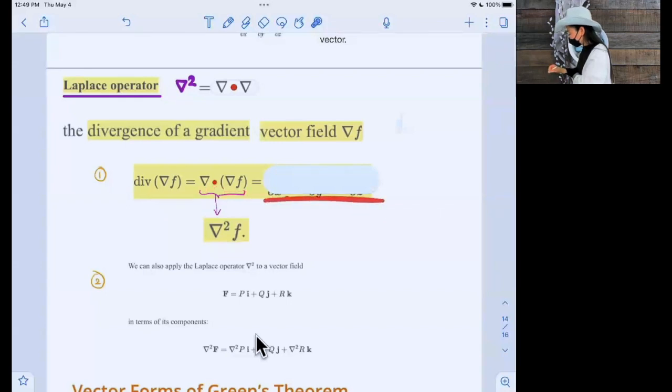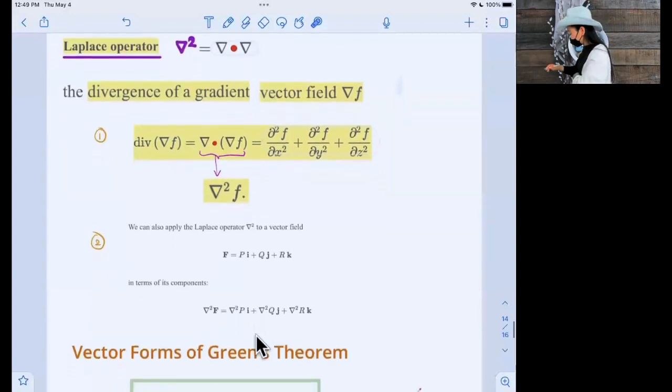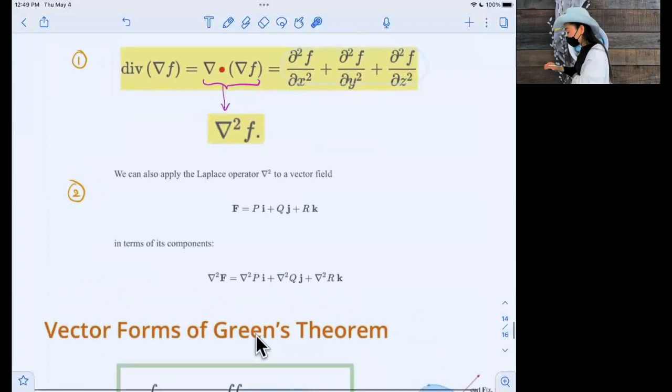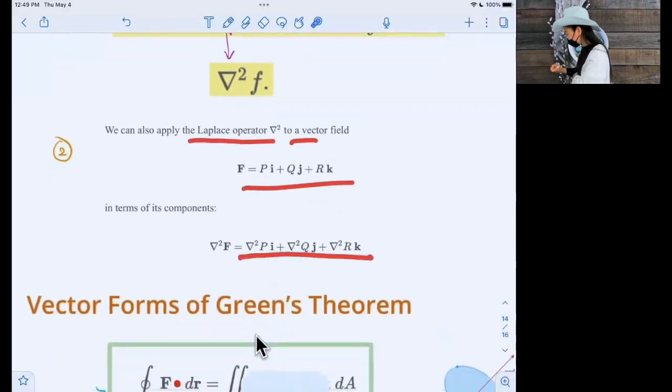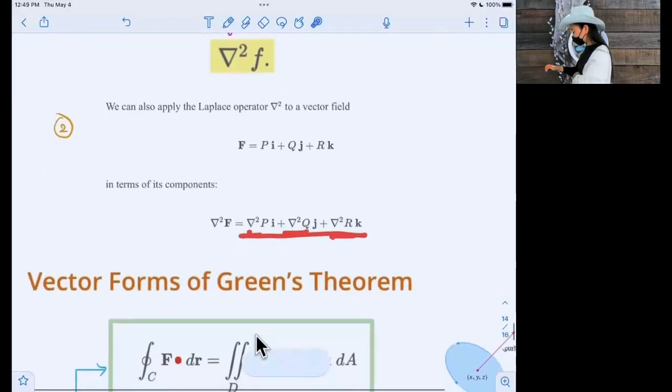What should I put over here? This is the Laplace operator on this F, right? So what should I put over here? Here you go. Okay, so you take each component and you take the second order partial derivative, okay? And then you sum them up, okay? So this is the Laplace operator. All right, the next one. There's a lot of information today. We can also apply the Laplace operator to a vector field. So basically, you take each component and apply the Laplace operator.